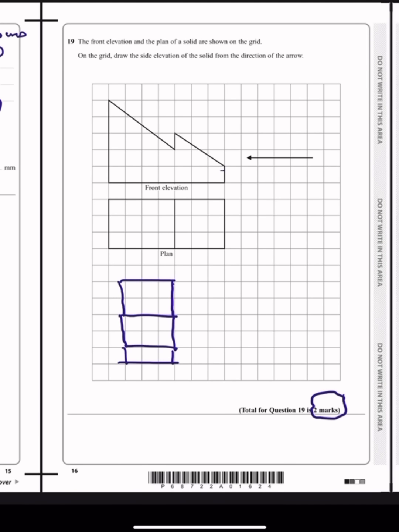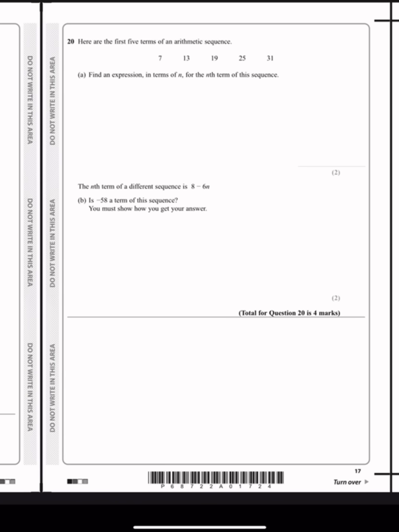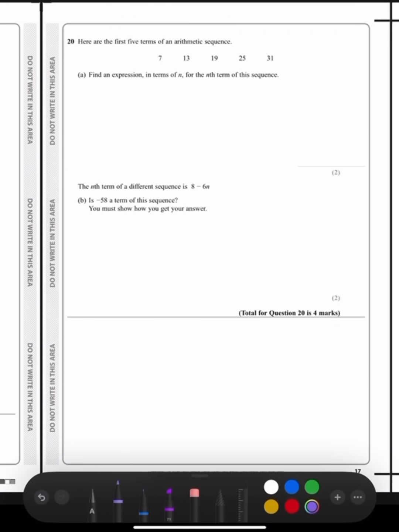Okay, moving on to the next question. Here are the first five terms of an arithmetic sequence: 7, 13, 19, 25 and 31. And here we need to find an expression in terms of n for the nth term of this sequence.